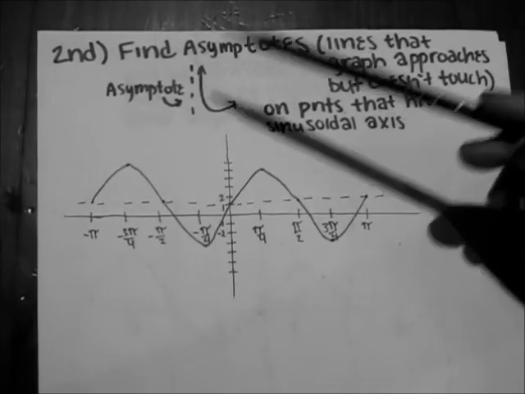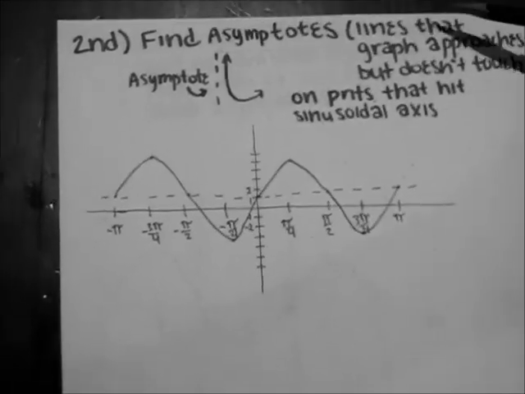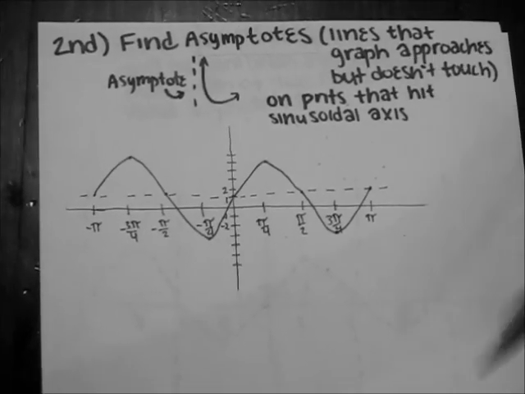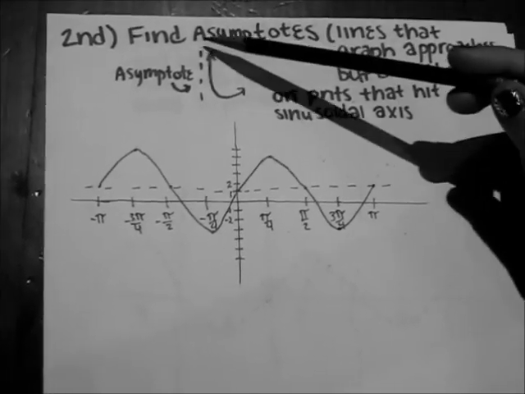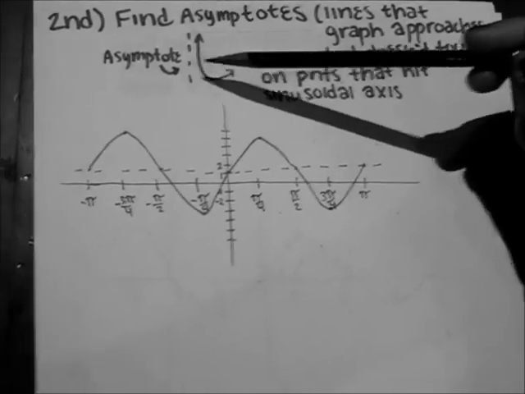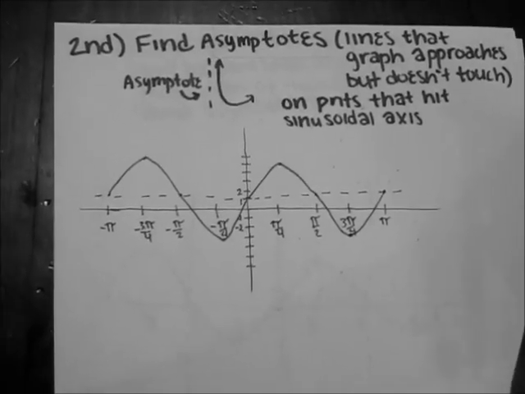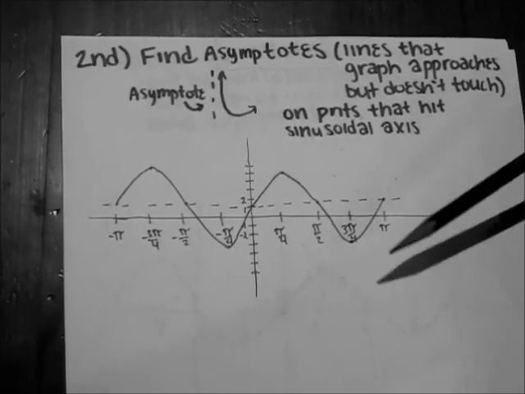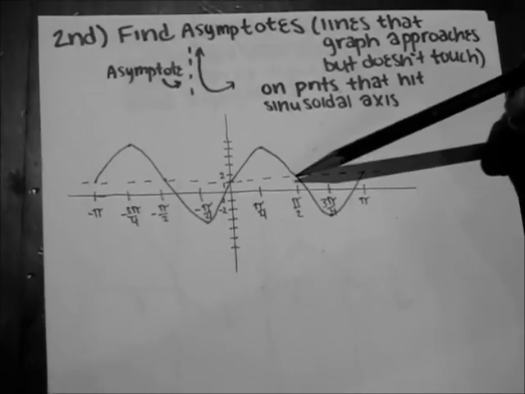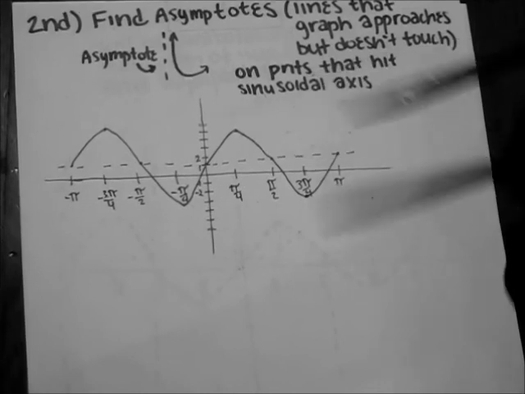The second step is to find the asymptotes. These are lines that the graph approaches but doesn't touch. An asymptote usually looks like this, a dotted line, and the graph will approach it but won't touch it. To find the asymptotes on this graph, we have to find the points where the graph hits the sinusoidal axis, which one of them is right here.